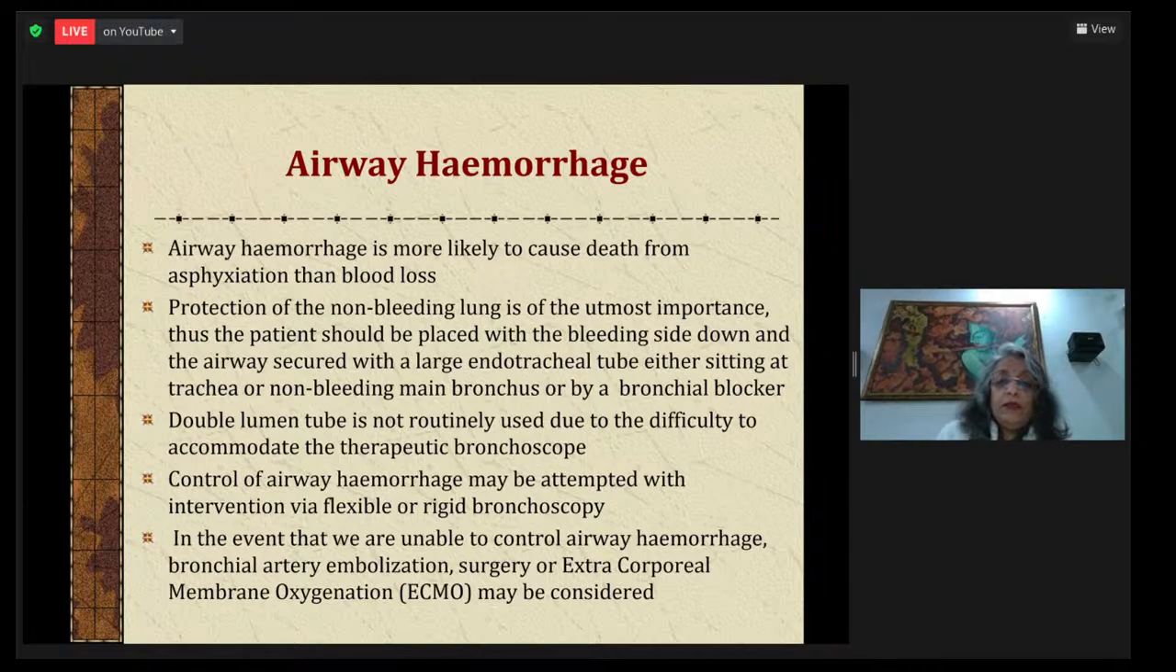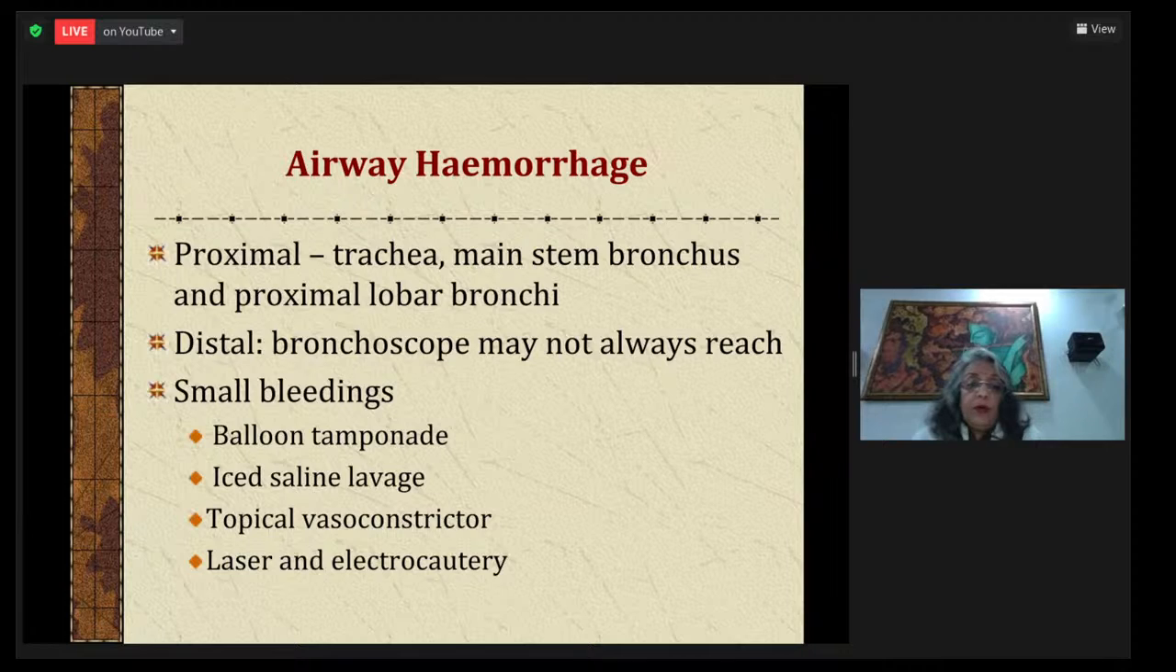Once we have blocked with the bronchial blocker or intubated the non-bleeding side, we may try to control the airway hemorrhage with either a flexible or a rigid bronchoscope as may be possible. But if we have intubated, we can only use a flexible bronchoscope and not the rigid bronchoscope. Proximal areas which can bleed include the trachea, the mainstem bronchus, and the proximal lobar bronchus, and there may sometimes be distal bleeding. Small bleeds are usually controlled using balloon tamponade, ice saline lavage, topical laser, and electrocautery.